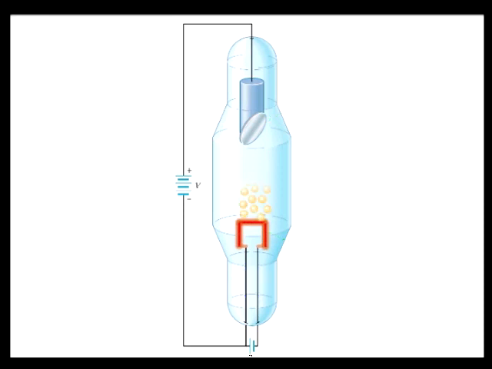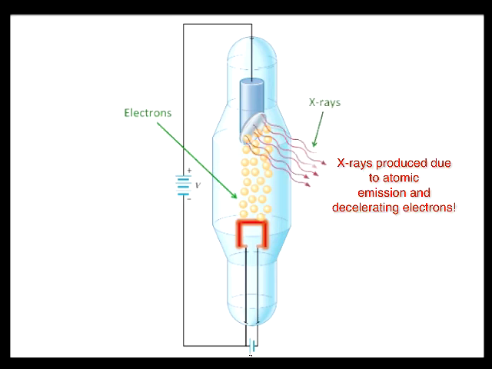Once free from the filament, the electrons are accelerated toward the high positive potential at the target and collide with it. Through collisions on the surface and inside the target, the large kinetic energies of the electrons are dissipated through either atomic excitations or through collisional energy losses resulting in large magnitude decelerations of the electrons.